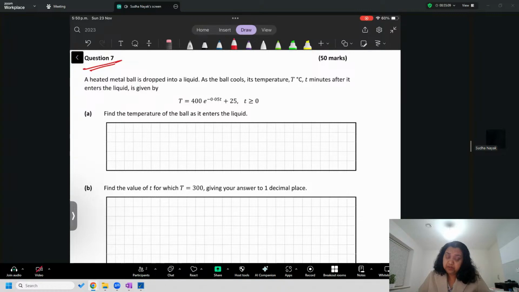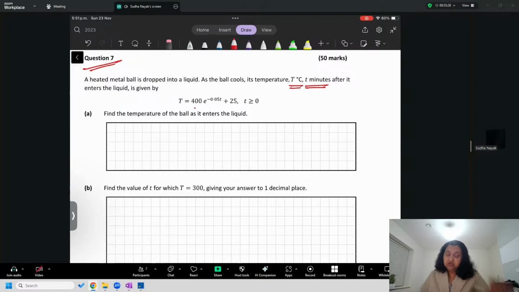A heated metal ball is dropped in a liquid. As the ball cools, its temperature T degrees Celsius, t minutes after entering the liquid, is given by T is equal to 400 e to the power of minus 0.05 t plus 25. Units are something you have to remember. Find the temperature of the ball as it enters the liquid.